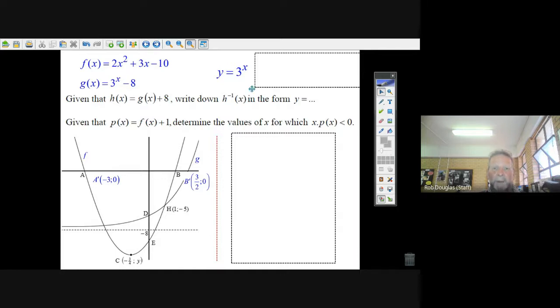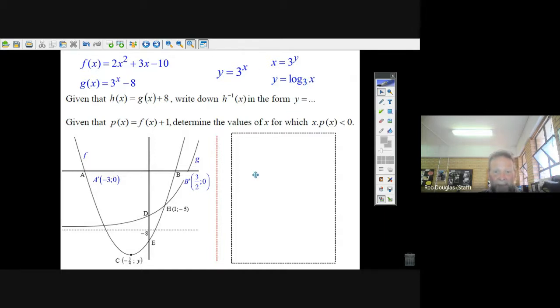Well, the inverse means we switch x and y. So we switch x and y, we get x equals 3^y, and then we have to use our idea of logs to know that y is really a log, and that 3 is the base of the log. So the log of x to base 3 is equal to y. So the y is the log. There's the base. The log of x to base 3 is y. So there it is, the inverse of h. There's h, the inverse of it in the form y equals.